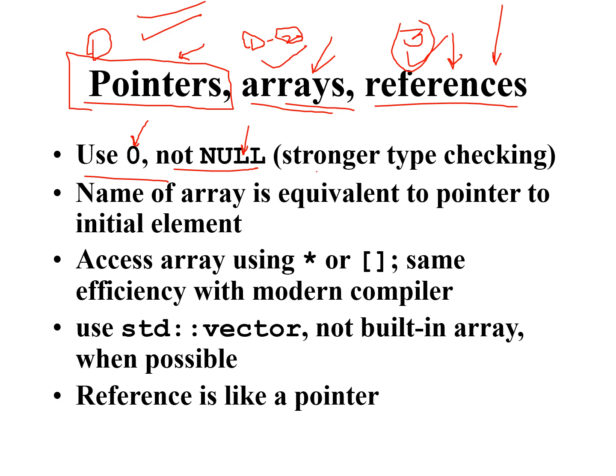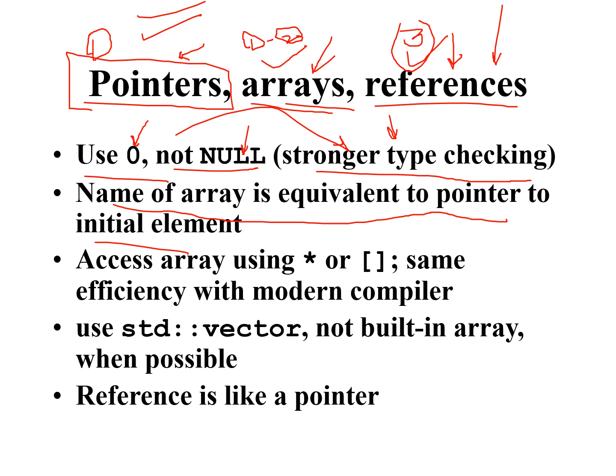Because it is stronger type checking. Now, the name of an array is equivalent to the pointer to its initial element. The name of the array is going to be equivalent to the pointer. Which pointer? Pointer to the initial element.